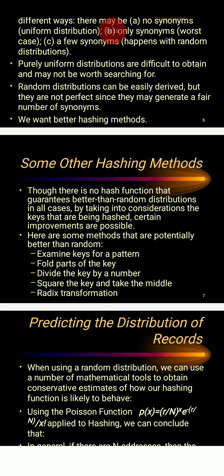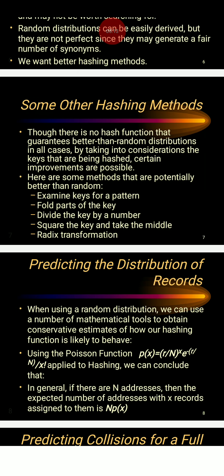For example, we take the key value and take the square of that. If 40 is our key value, then we take the square of 40, which is 1600, and the middle digits are 60. So then we can take that as our address location.